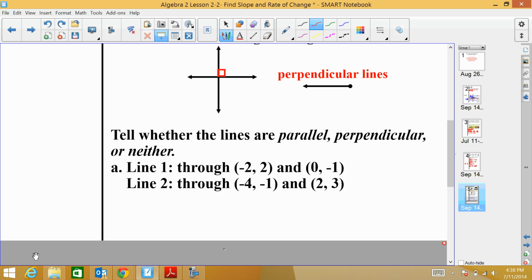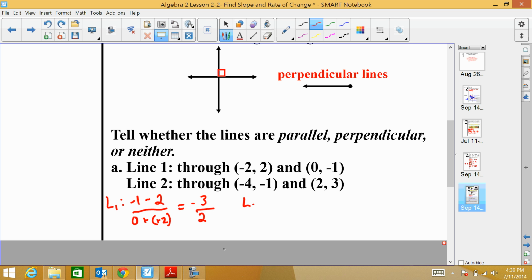So something I'm going to need to do then is find the slopes of these lines. And I can do that using the formula. So let's try line 1. I'm just going to do this really quick. So I take y2 minus y1 over x2 minus x1. So negative 1 minus 2 all over 0 minus negative 2. That's going to change to addition. So I get negative 3 over 2.